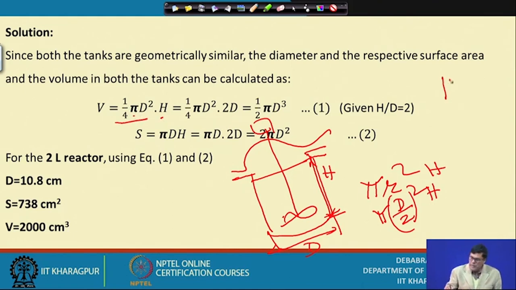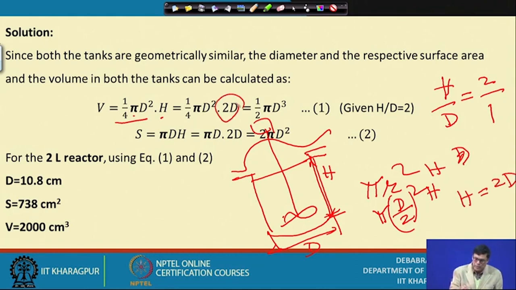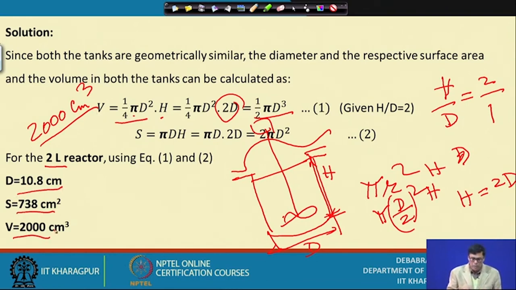Now the h/d ratio is what? It is 2:1. So if 2:1, I can write h equal to 2d. So this is exactly what we have written. Now this is equal to 2 liters. In this case this is 2 liter, and 2 liter means 2000 centimeter cubed. So we can easily find out what is the diameter, what is the surface area, what is the volume. That we can easily find out.